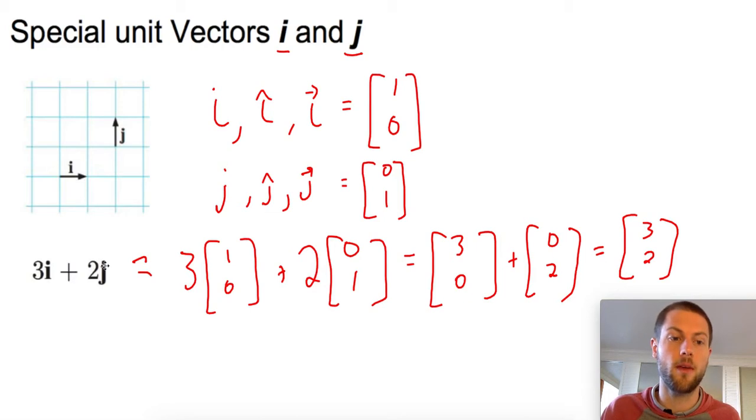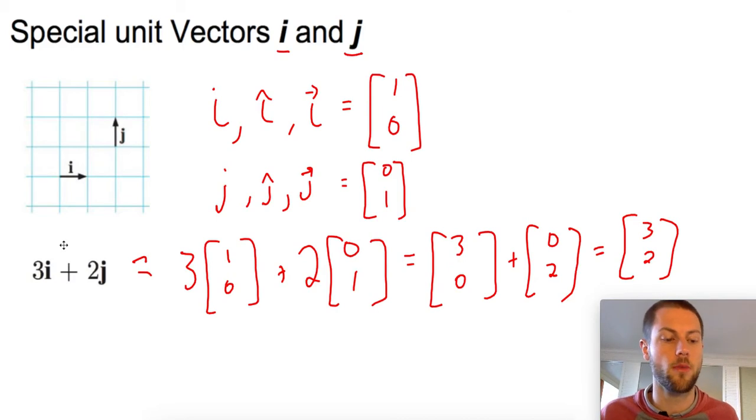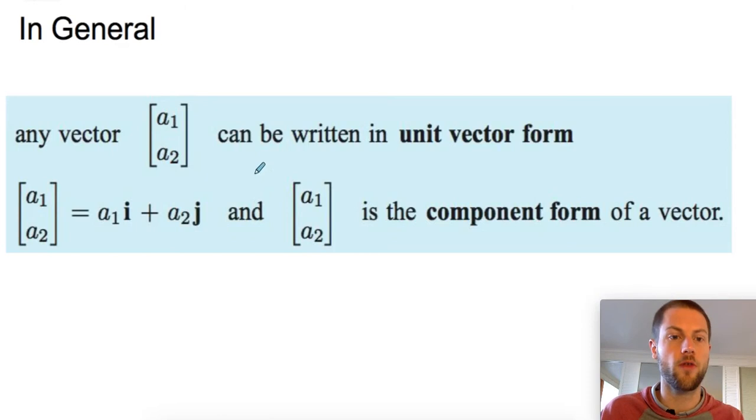Notice that we can't combine these together because they're not like terms. One's an i, one's a j, but we also can't combine them because they're talking about different directions that are completely perpendicular to one another. So that concept is important too. In general, when we're talking about unit vector form, we can take any vector a1, a2 and write it as a1i plus a2j. And we can go back and forth between the different forms.